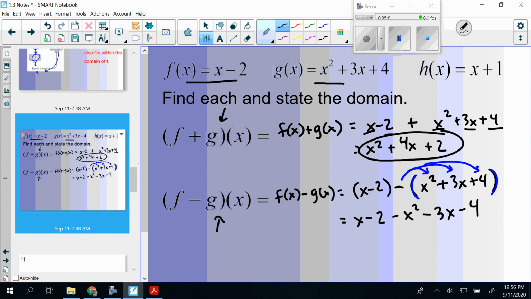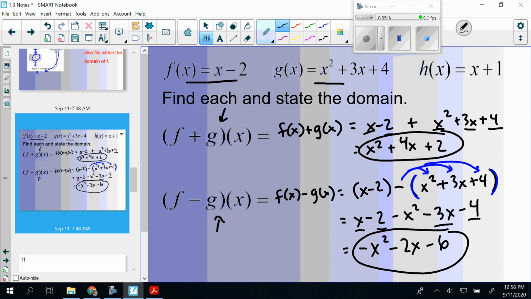Now we do like we did in the last problem, combine like terms, and we get our solution. We got a negative x squared. We got x minus 3x, so minus 2x. And then we got a negative 2 minus 4, that would be minus 6. That would be the result of the two functions being subtracted.